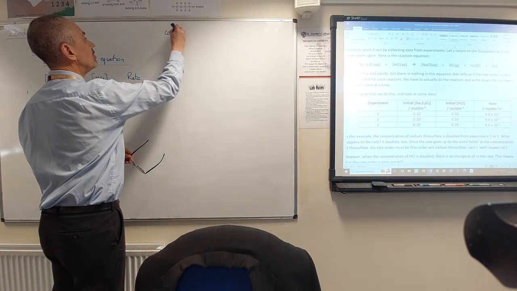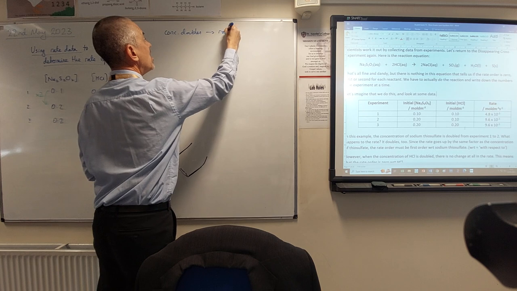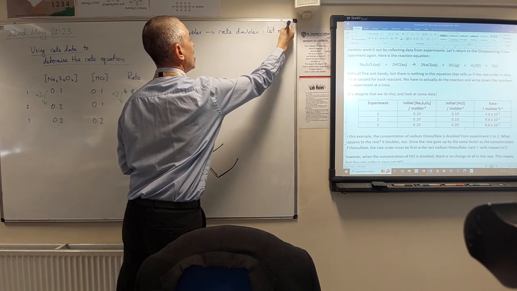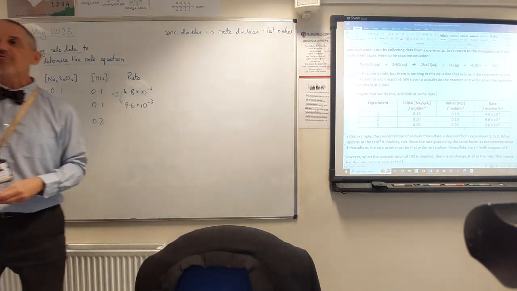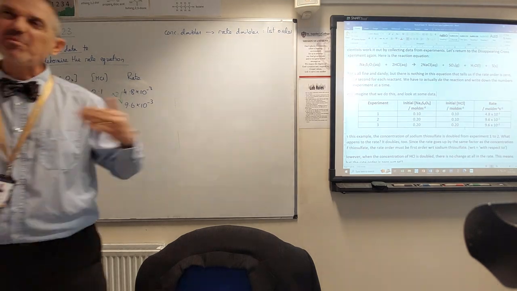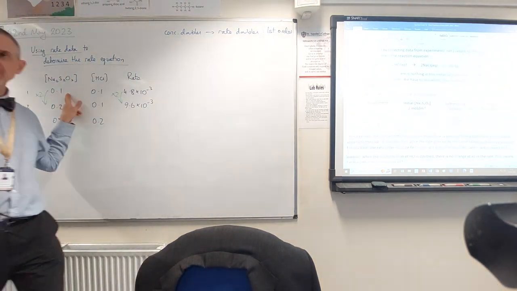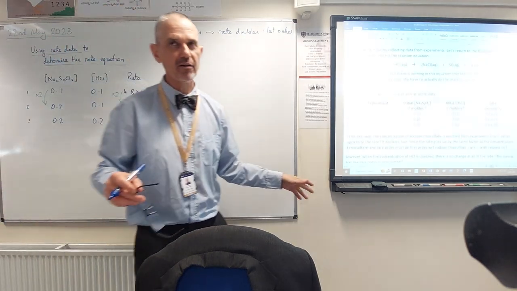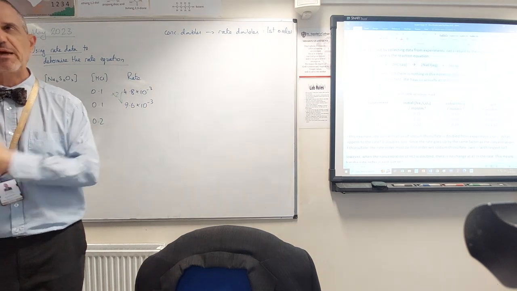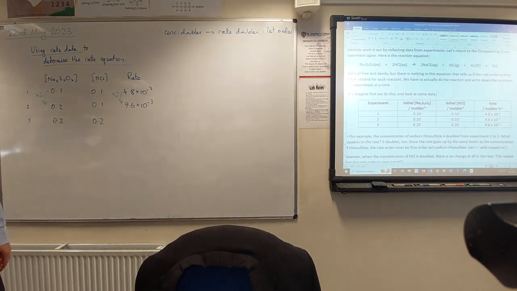Okay, so we've got... That is what a first order reaction would do. First order, they go up in the same proportion. If I times the concentration by 10, then the rate would go up by a factor of 10. If I halve the concentration, the rate would halve. We'd expect them to go up and down in the same proportions with each other.